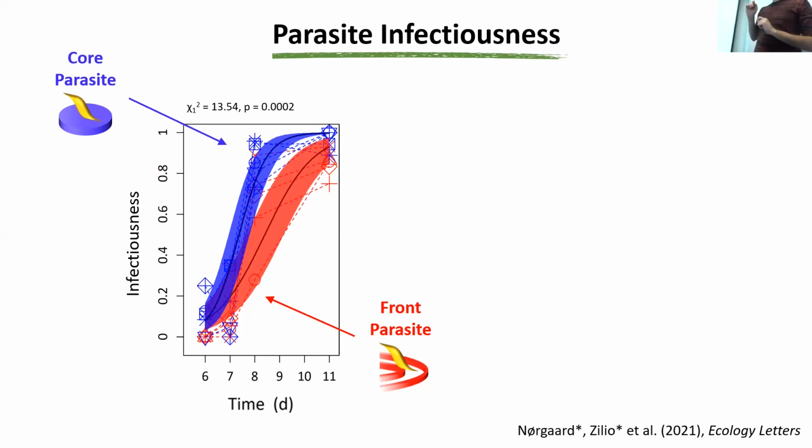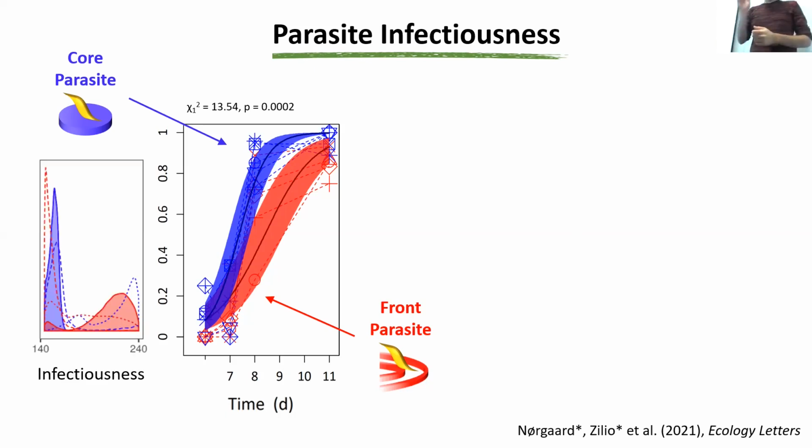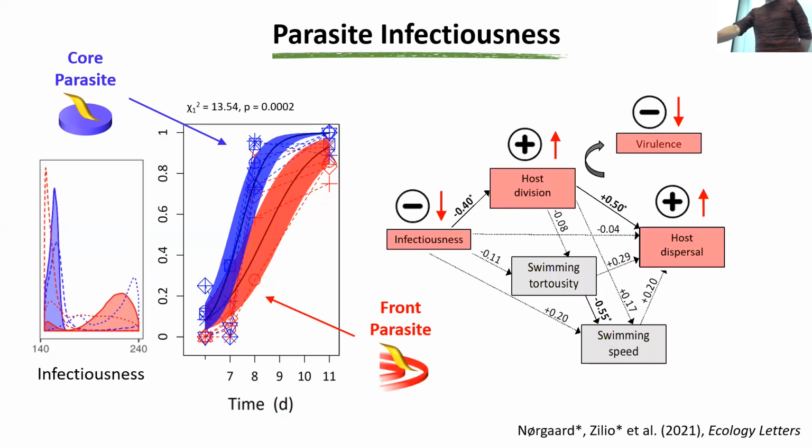Compared to the core parasite, you can see here again, this is just model prediction. The core parasite has a steeper and therefore a faster production of spores. So the core parasite requires less time to produce spores. And this indeed was confirmed again in our epidemiological model. You can see a peak at 140, meaning less time, while for the front parasite it takes longer to produce those spores.